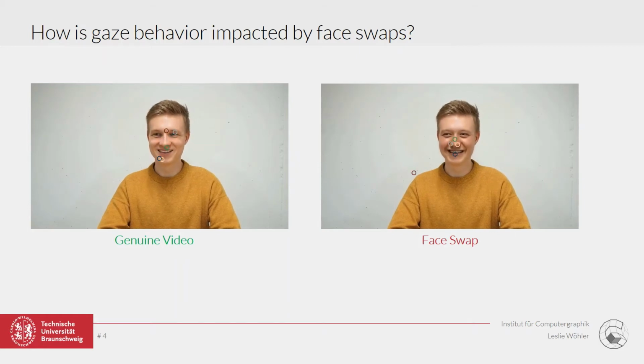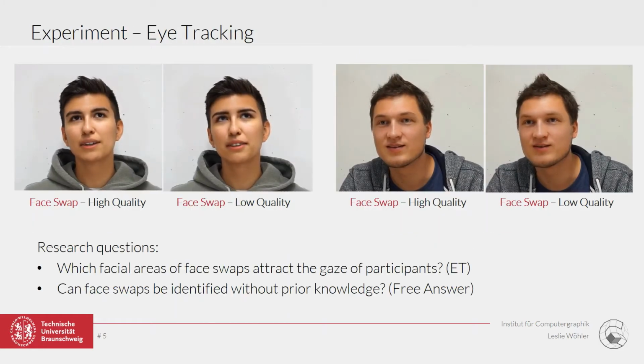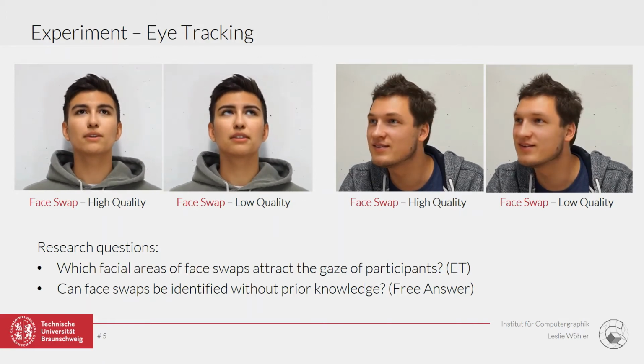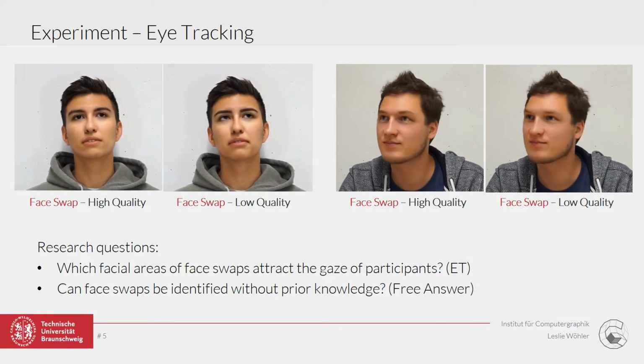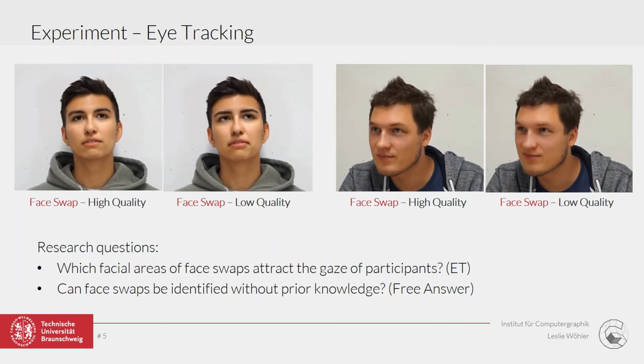In our experiment, participants freely watched face swaps and genuine videos with a duration of 60 seconds, where we recorded their eye movements. In this experiment, we investigate which facial areas attract the gaze of viewers. Our hypothesis was that especially artifacts like unnatural eye movements or overlapping facial contours would influence gaze.